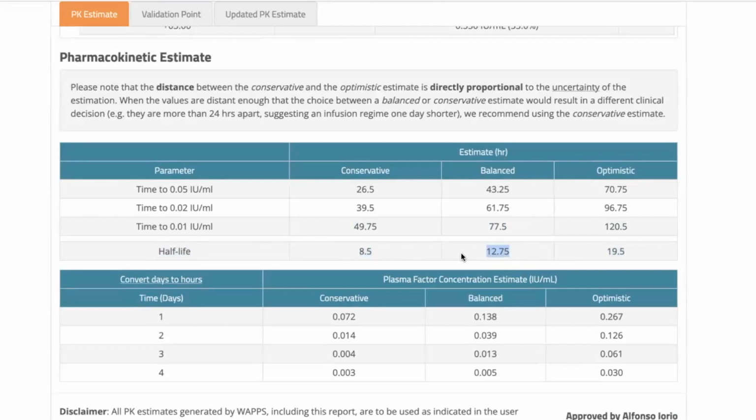But given the data we provided to the system, and given the PK in the population, it could be as short as 8.5, as long as 19.5 hours. So 12.75 is the best guess, the most likely, but it could be as short as 8, as long as 18. Back to this concept.